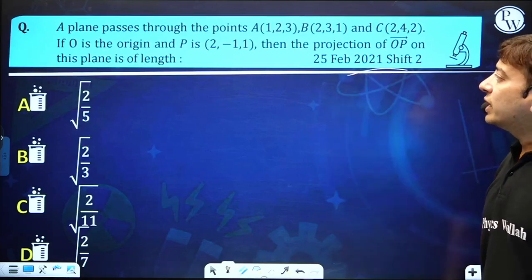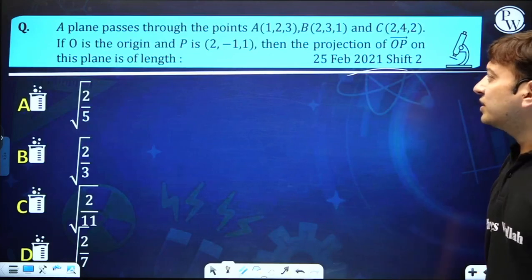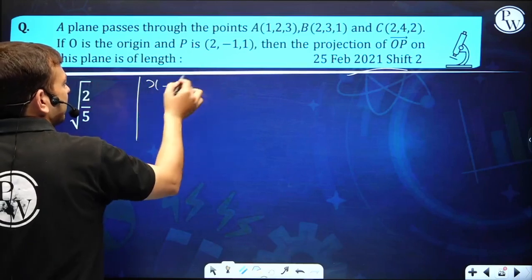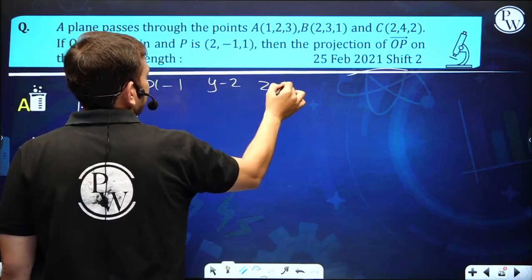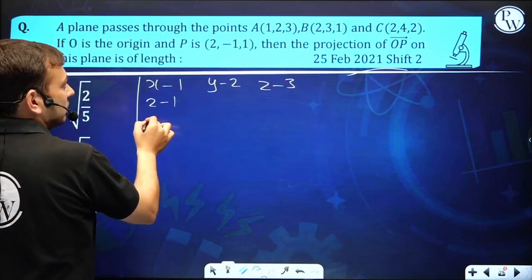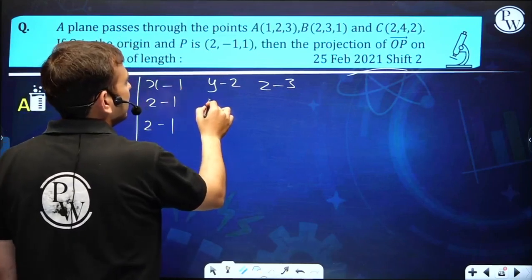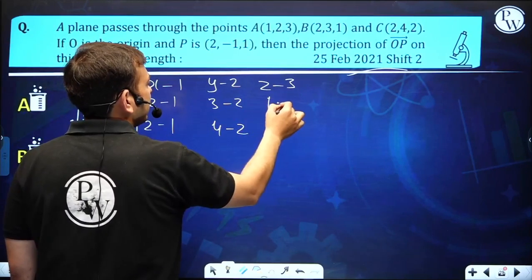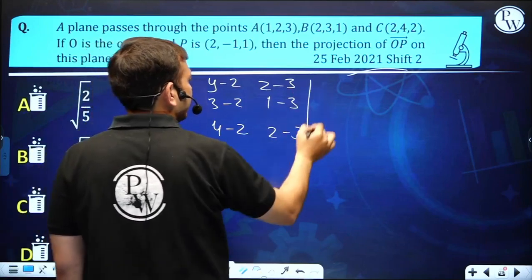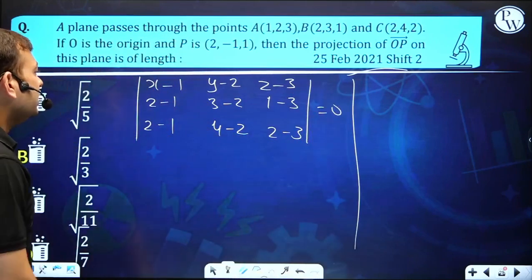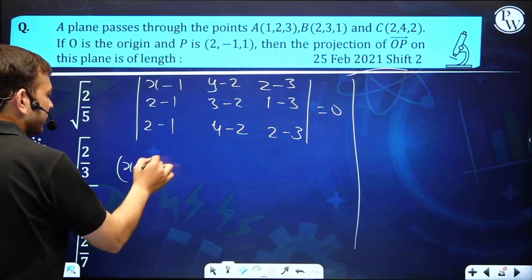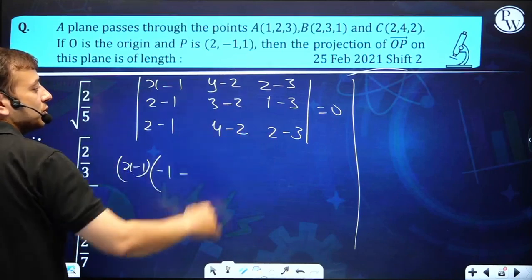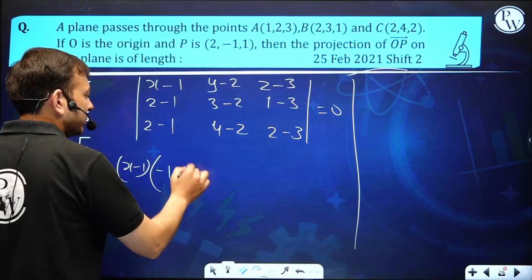Now, 2021 again. A plane passes through the point this, and this. So, 3 points. What is the equation of the plane through 3 points? If you remember, x minus x1, y minus y1, and z minus z1. Now, all the points. 2 minus 1, 2 minus 1. So, 3 minus 2, 4 minus 2. Then, 1 minus 3 and 2 minus 3 equals 0. This is the equation of the plane. So, x minus 1 into 3 minus 2 is 1, 2 minus 3 is minus 1. So, minus 1. This is 2. 2 and minus 2, minus 4, so plus 4.